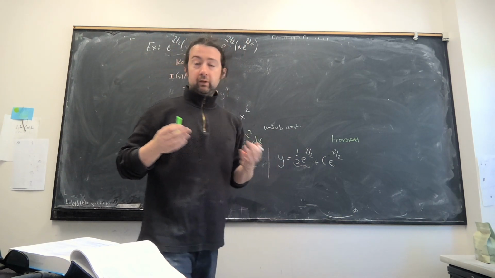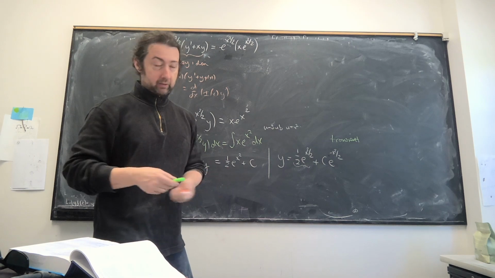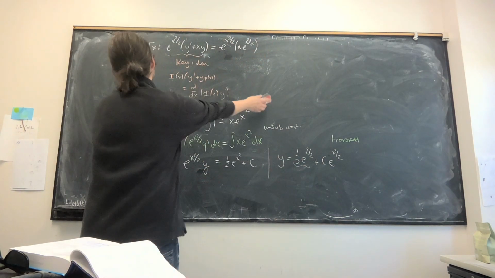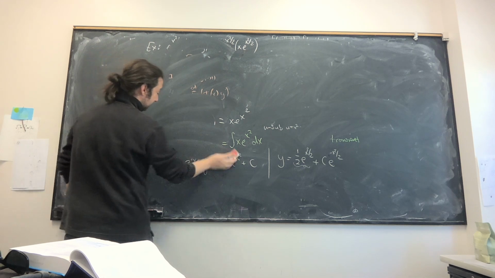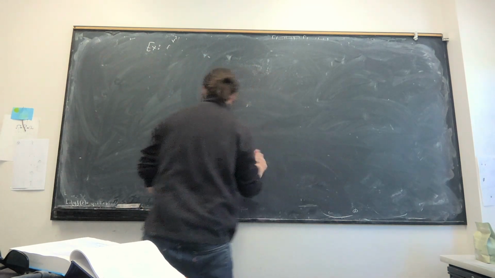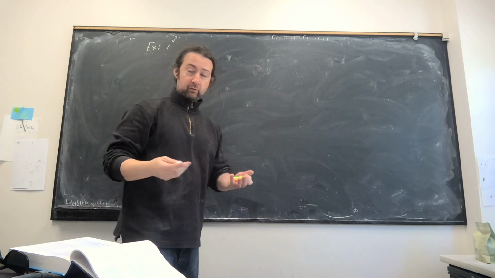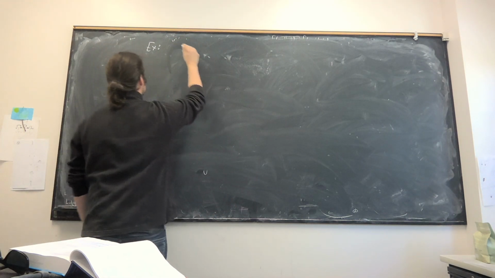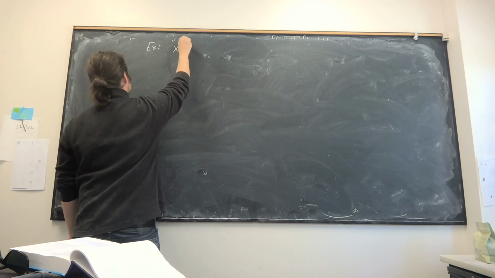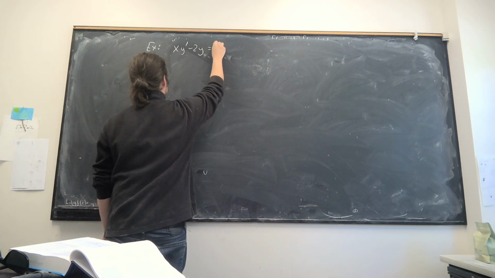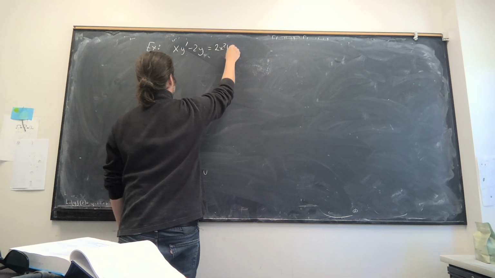Okay, so let's do another example. The second example I did in class. And that was an example where the function was not quite in the right form. We had to recognize it's not in the right form and then put it in the correct form. And that example was this. We had x y prime minus 2y is equal to 2x squared natural log of x.